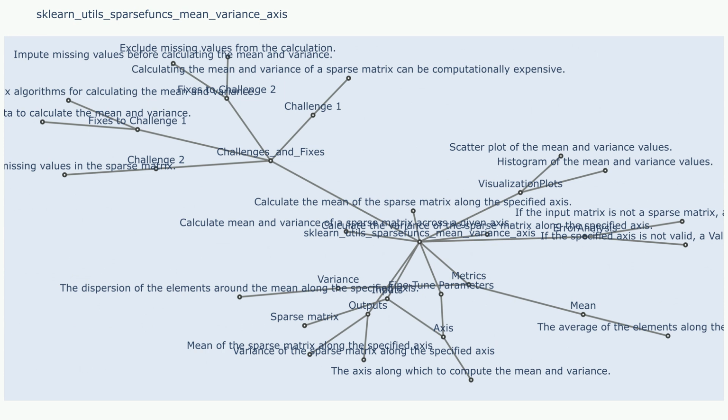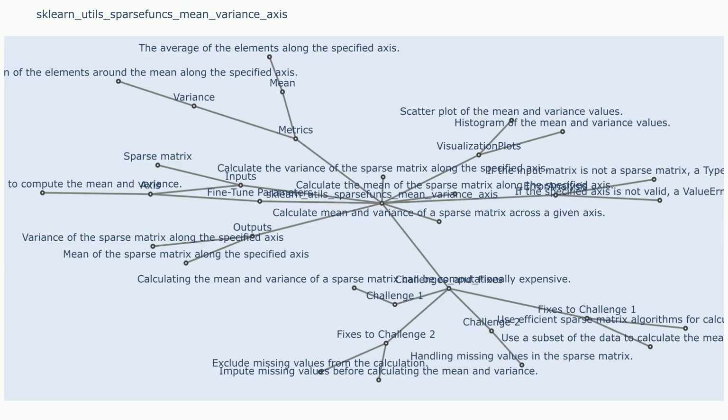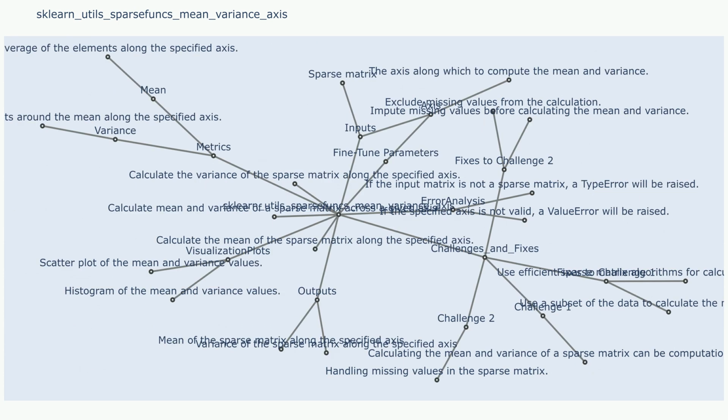Challenges and fixes. Challenge 1: handling very sparse matrices with a small number of non-zero elements. Sample use case that resulted in challenge 1: a sparse matrix with a high sparsity level, where the number of non-zero elements is significantly less than the total number of elements.